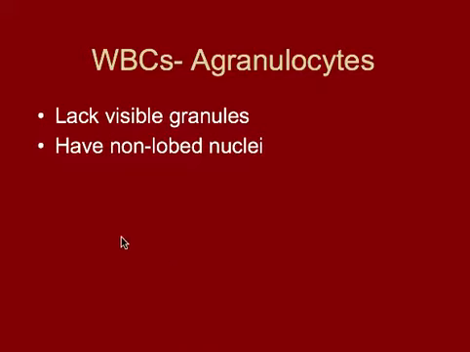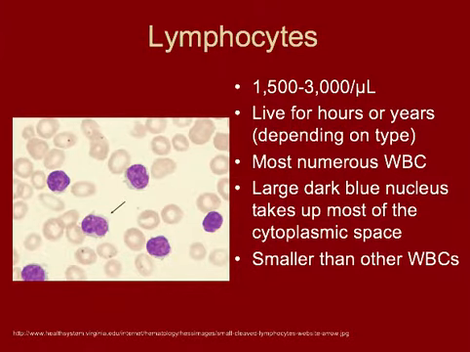So their nuclei do not look like strings of sausages. They tend to be non-lobular. All right, so we'll start with lymphocytes. Lymphocytes are more numerous. They're 1,500 to 3,000 per microliter is the normal range. And some of them are quite long-lived. There are a lot of subcategories of lymphocytes, and we are going to talk about a few of them that you need to know.